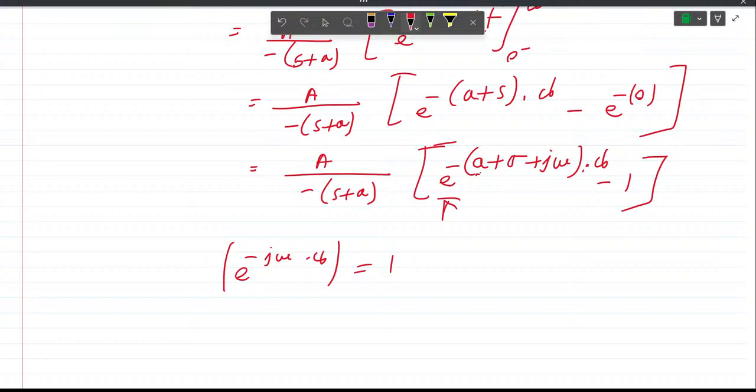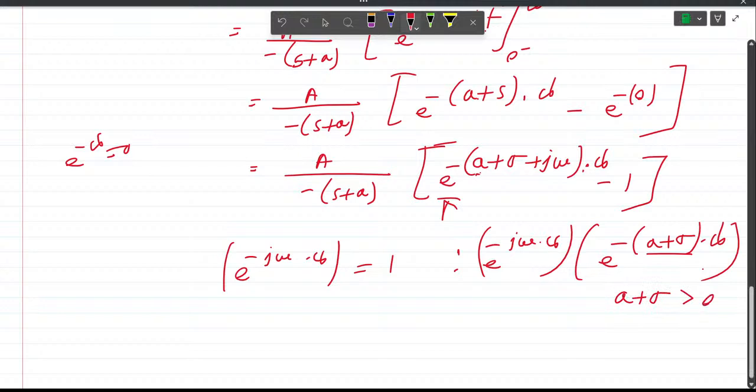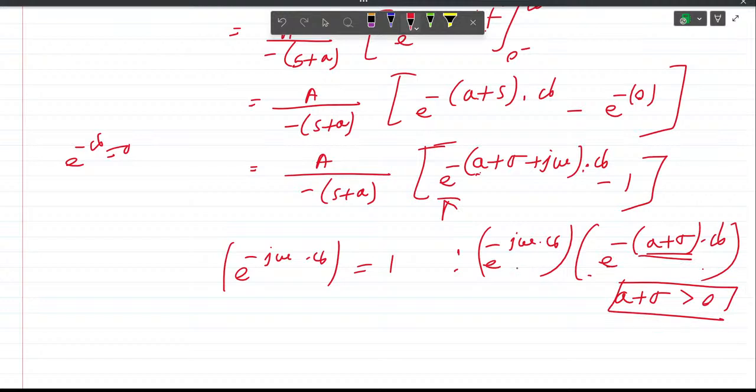But to make this term 0, we split this into e to the power minus j omega into infinity, and e to the power minus a plus sigma into infinity. Now you see here, because you know e raised to the power minus infinity equals 0, if I make a plus sigma greater than 0, that is positive, then overall e to the power minus infinity will be 0, and 0 into this will be 0.